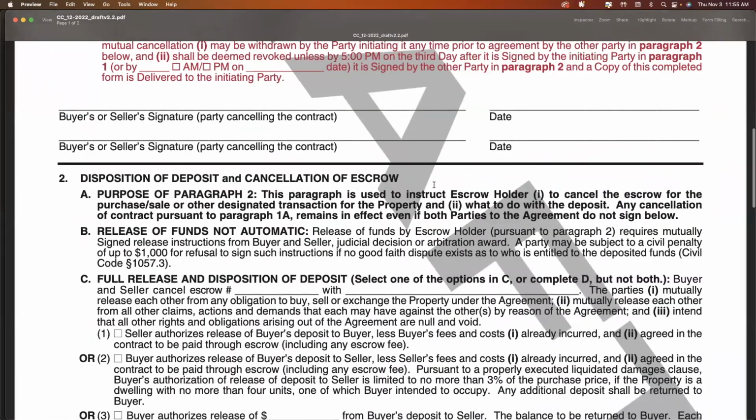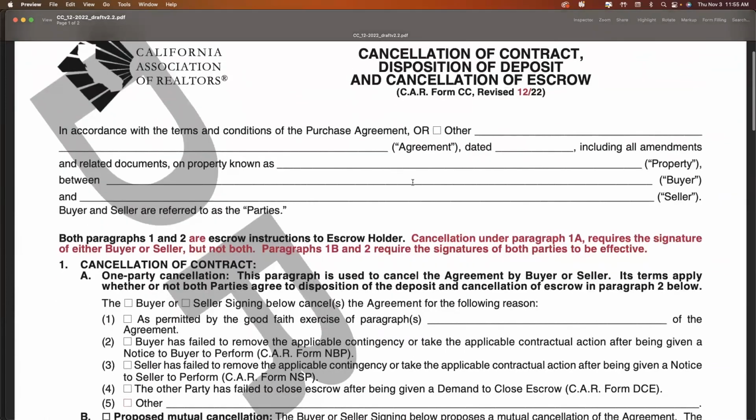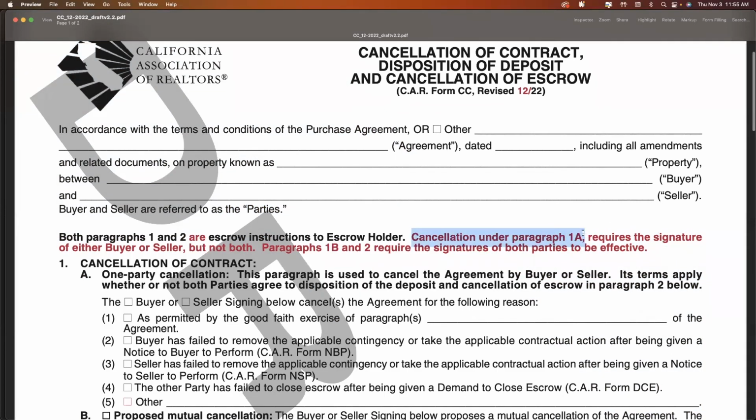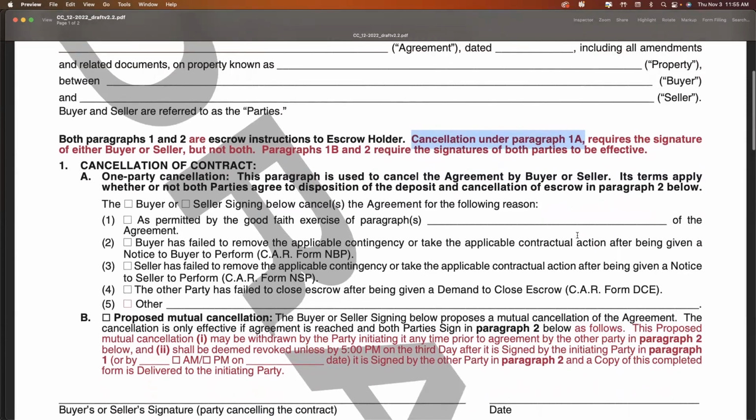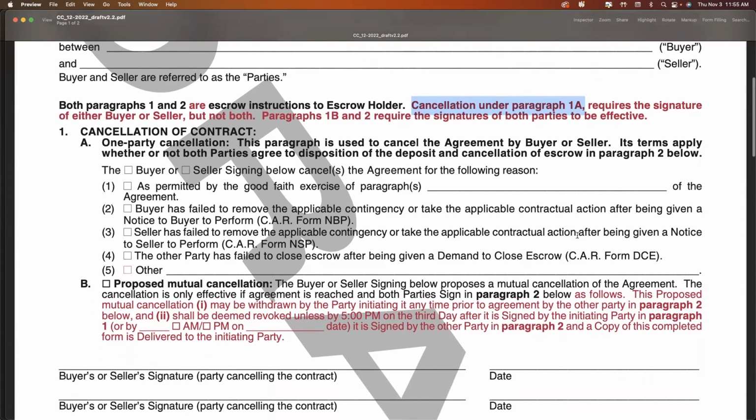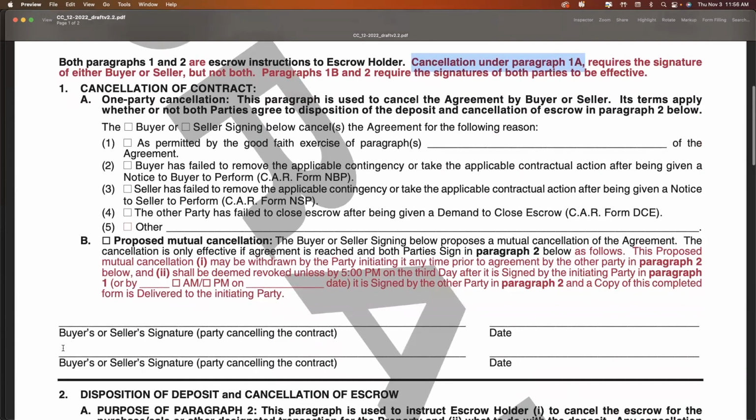So here's the cancellation of contract. They added this section here. Cancellation under paragraph 1A requires the signature of either buyer or seller, but not both. Paragraphs 1B and 2 require the signatures of both parties to be effective. So what they're saying is this paragraph up here of who's canceling just needs the signature of the person canceling, right? So if it's the seller canceling, the seller's got to sign it. If it's the buyer canceling, the buyer's got to sign it, right? So you see here, buyer or seller signatures, party canceling the contract.